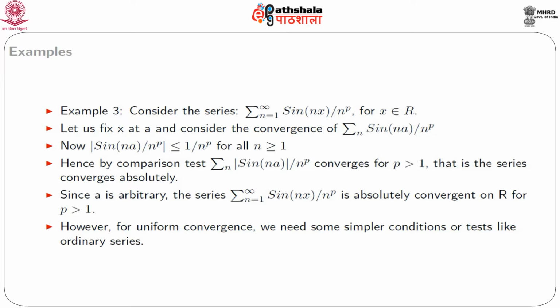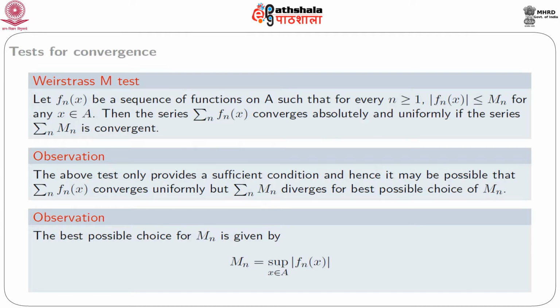However, for uniform convergence we need some simpler conditions or tests like ordinary series. Otherwise, this problem of checking uniform convergence cannot be tackled. So, we have one such test. Actually, there are a number of tests, but we are just discussing the most useful test and the most simple test. So, this test is known as Weierstrass M test.